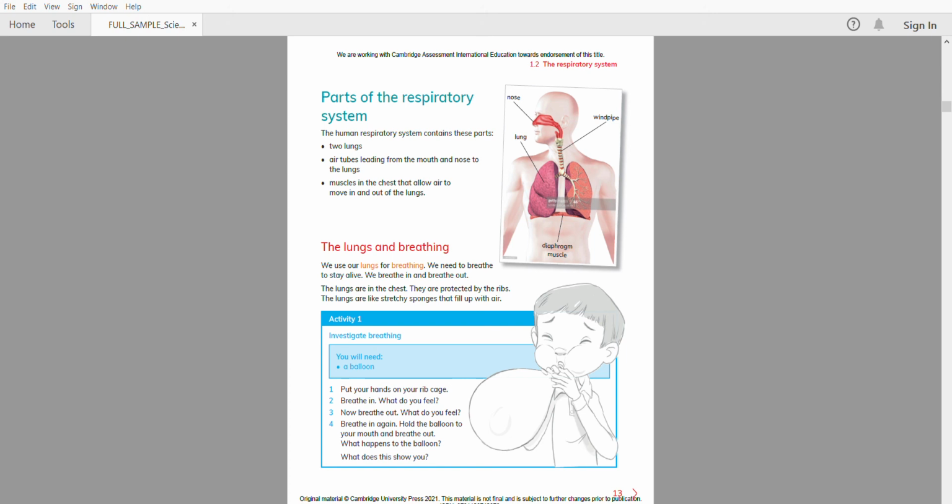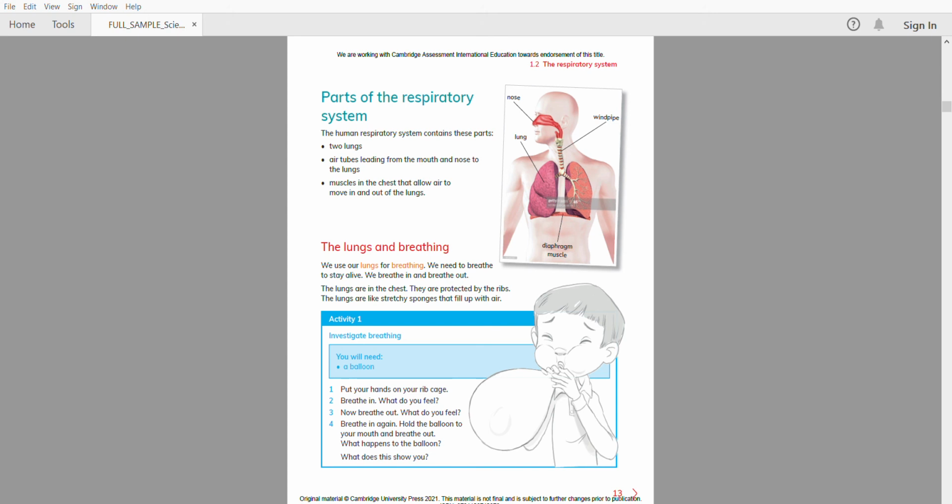Okay, our lungs are responsible for breathing. When you breathe in, you collect oxygen, and when you breathe out, you release carbon dioxide from your body. We also observed that when you inhale, your rib cage moves upward, and when you exhale, your rib cage moves downward. We also discussed that the lungs are found in the chest, and these organs are protected by the bones called ribs.